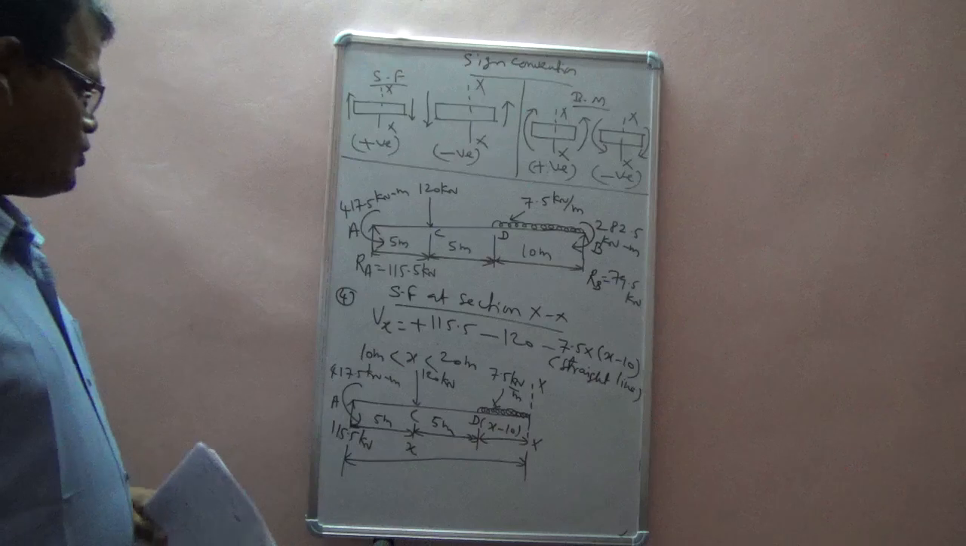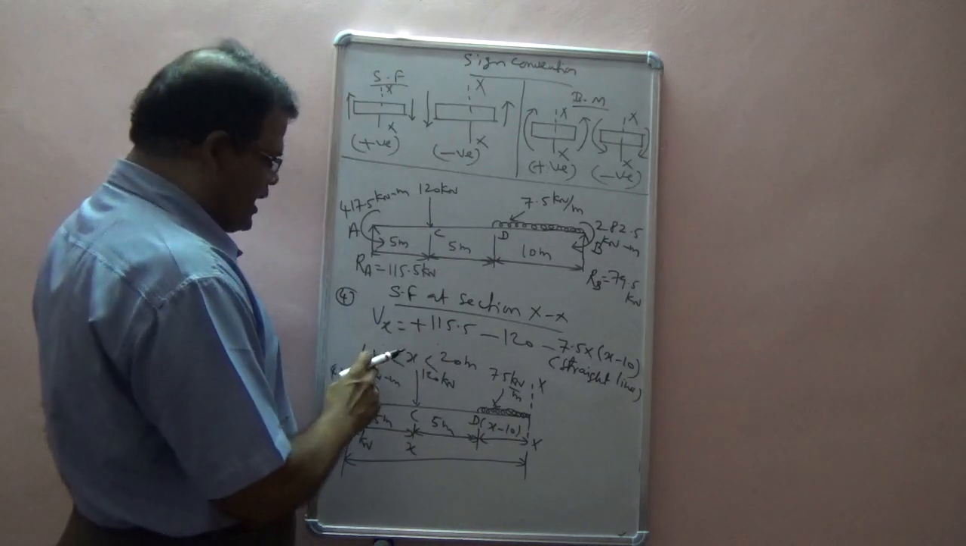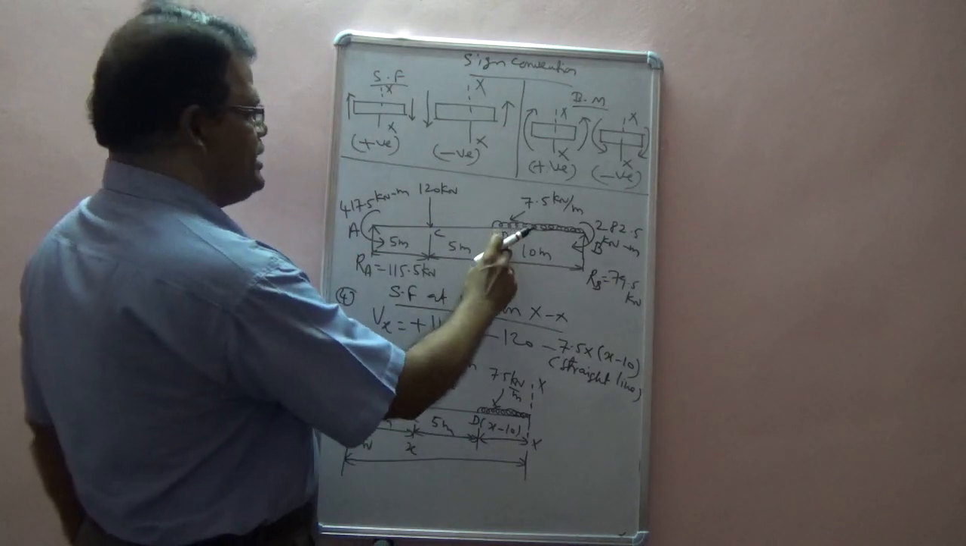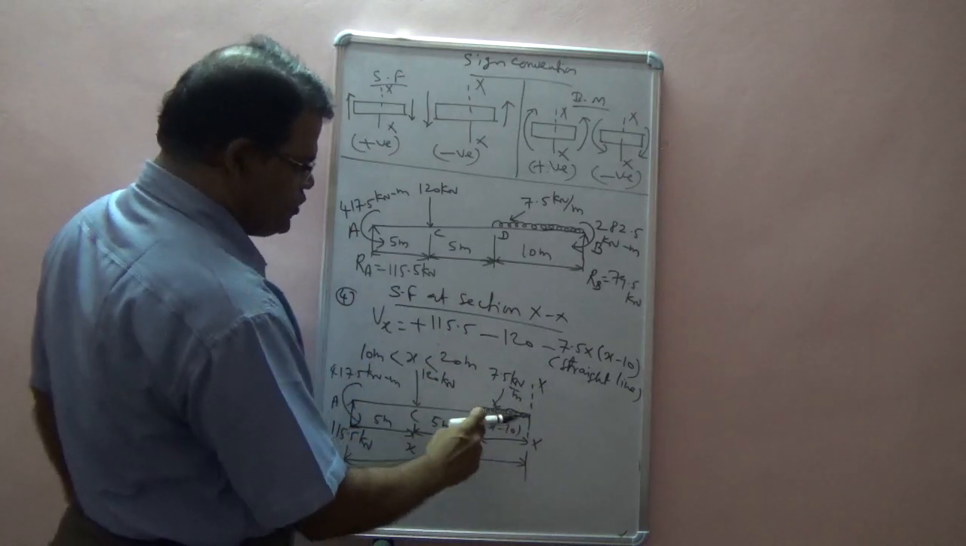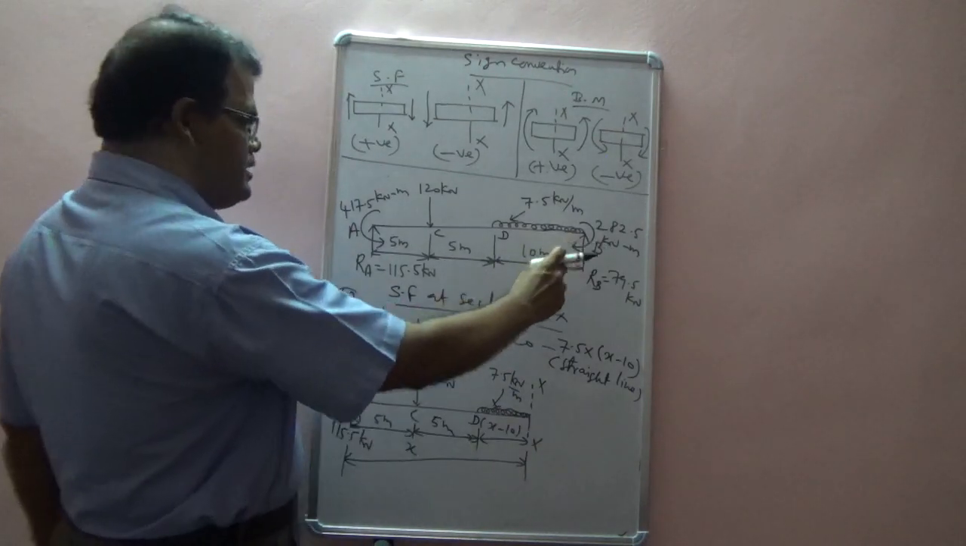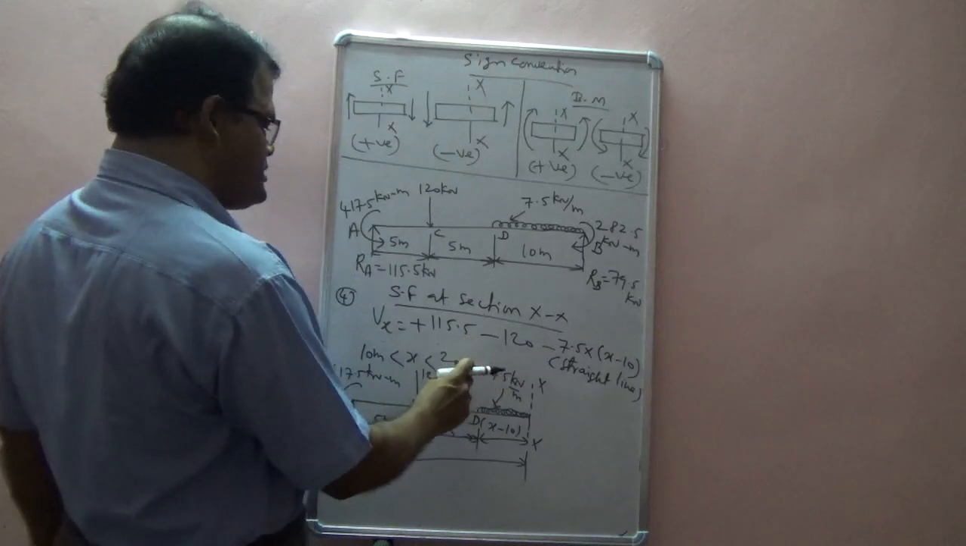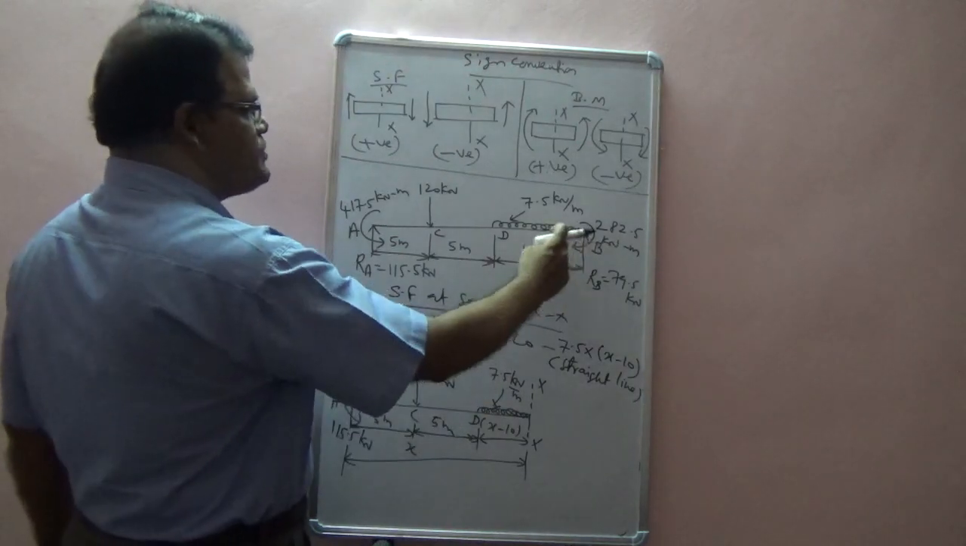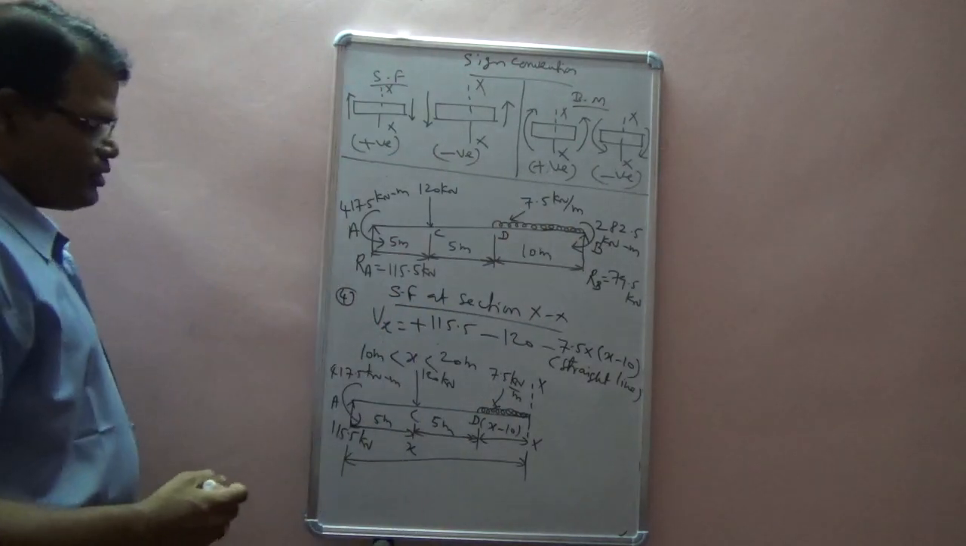Okay. So now we apply the boundary condition at x is equal to 10 meter, it represents point D, but the section is here, therefore right side of D. At x is equal to 20 meter, this is another boundary condition which is left side of B. Okay. So apply the boundary condition.